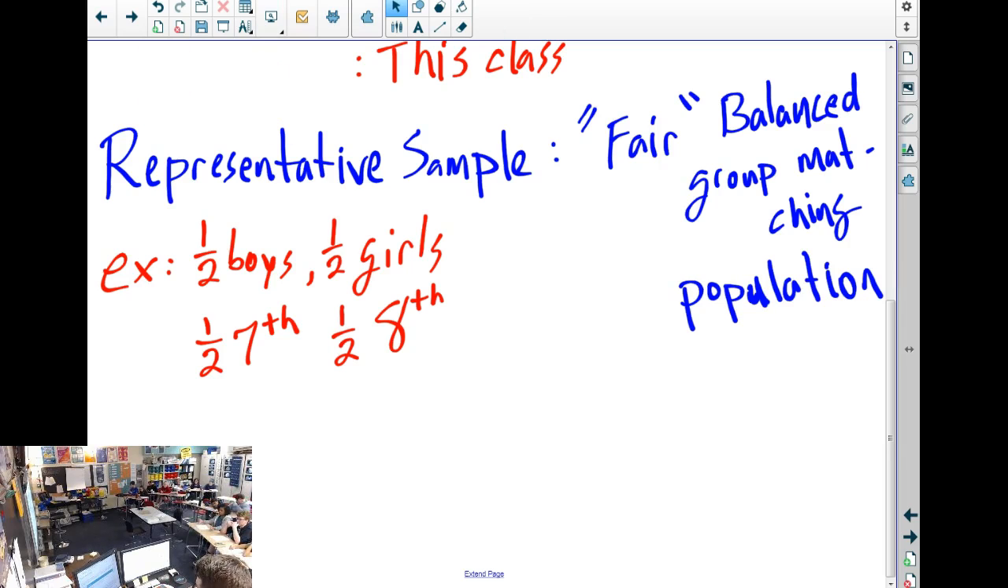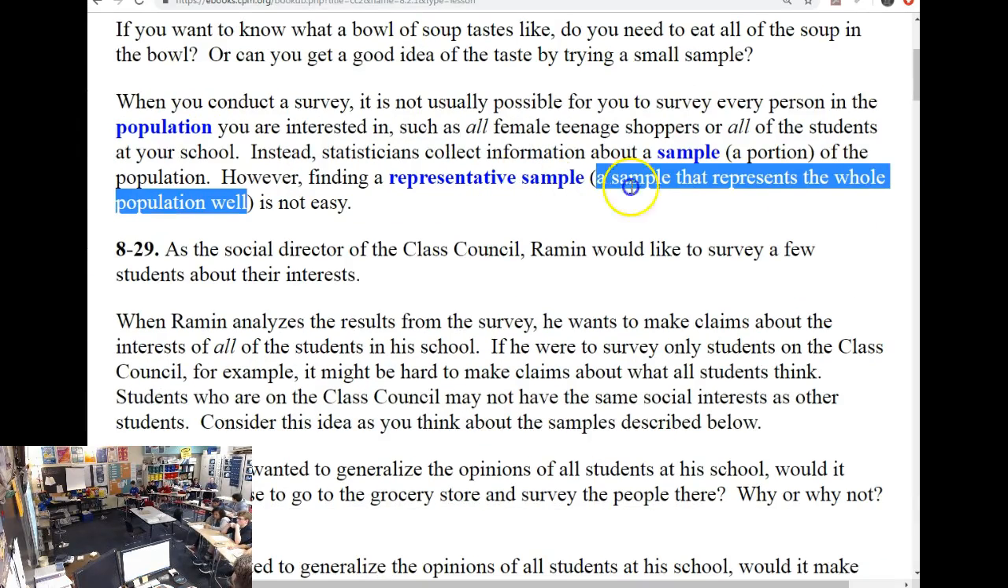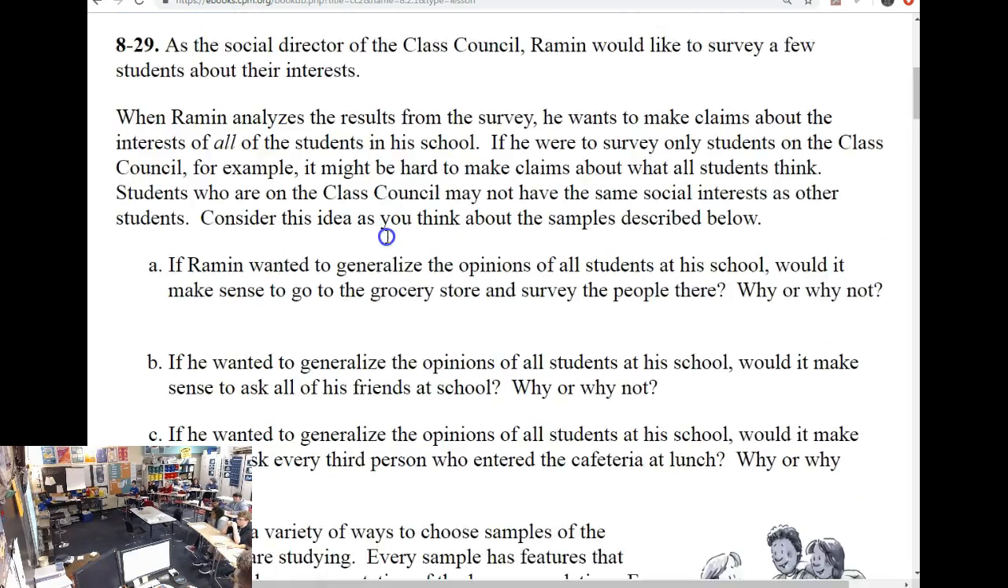You can't split a student in half. You are correct. If you want the formal definition, it's right here. I'll slide this back down for a second. A sample that represents the whole population well, right?